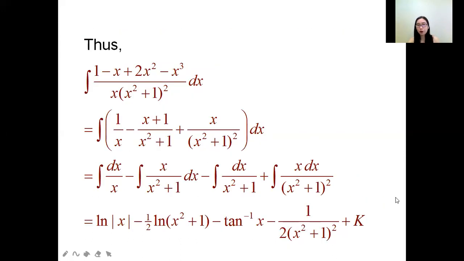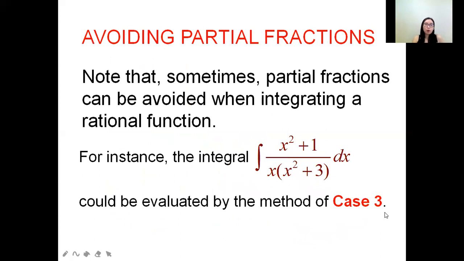So, nahuman na nato ang 4 cases sa rational functions. So now, a little note, avoiding partial fractions. So note that sometimes partial fractions can be avoided when integrating a rational function. So as much as possible, if kaya na to siya i-solve nga di ta magamit og partial fractions, let's use the simpler na solution. So for instance, the integral of x squared plus 1 over x times (x squared plus 3) dx.